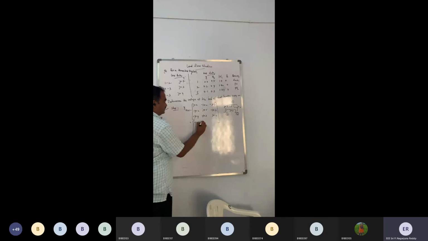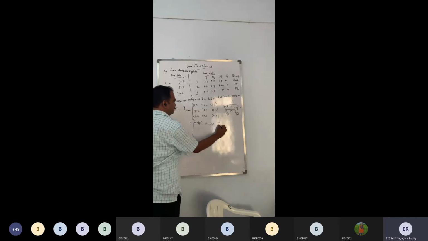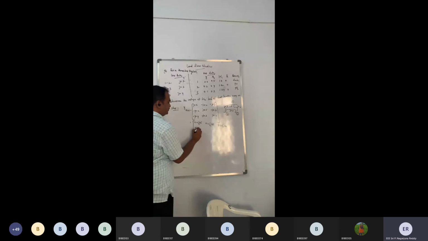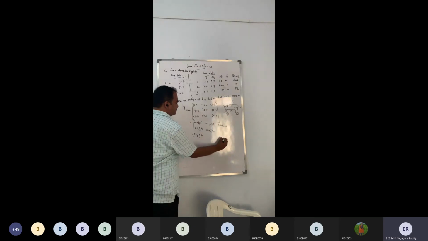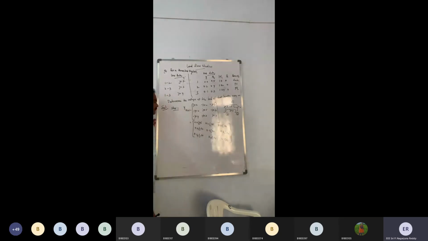0.6 at an angle of 90 degrees. This is 0.2 at an angle of minus 90 degrees. 0.4 at an angle of minus 90 degrees. 0.2 at an angle of minus 90. 0.4 at an angle of minus 90. And 0.5 at an angle of 90. 0.7 at an angle of 90. And 0.3 at an angle of minus 90. This is the Y bus matrix.